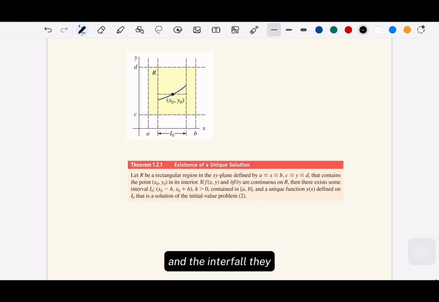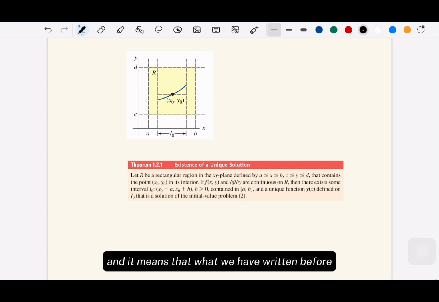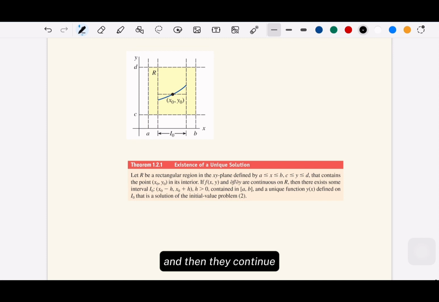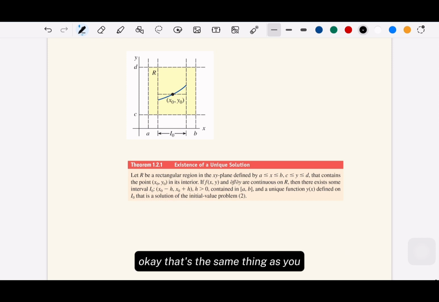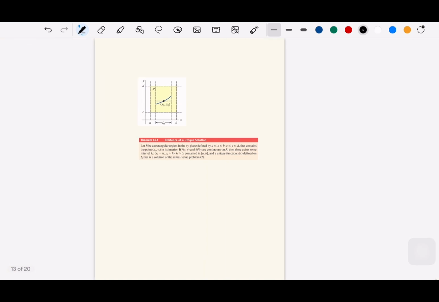And the interval has the distance h, which is a similar approach to our calculus. They are just saying that if f and the partial derivative of f with respect to y are continuous, there exists some interval around x equal a, and within this interval there is a unique function defined on the interval that is also a solution to the initial value problem. Okay, that's the same thing we did before. Just quick notes.